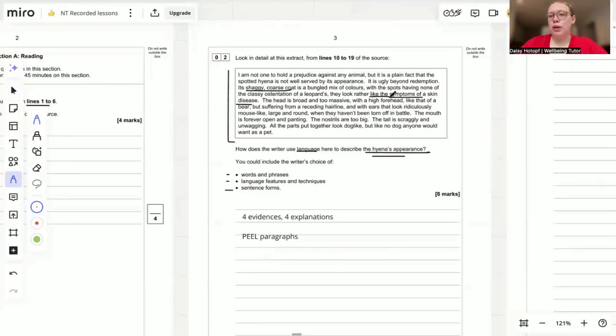You can do it however you find easier. Some students like to write a PEEL paragraph with 1 explanation, 1 evidence. Other way around, evidence, explanation. Some students like to write 1 longer paragraph. It's up to you, right?